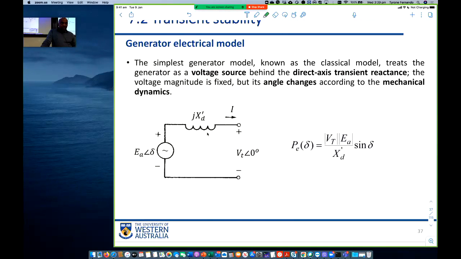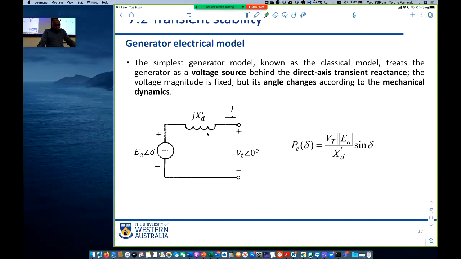Between the generator and the bus bar, there is only a reactance, right? So notice how much power is being injected. The amount of power that's being injected, this is a very important equation, is a function of delta. And delta is the angle difference between the source on the left and the terminal voltage, which is 0, right? So the power that is injected depends on the angle difference, delta.